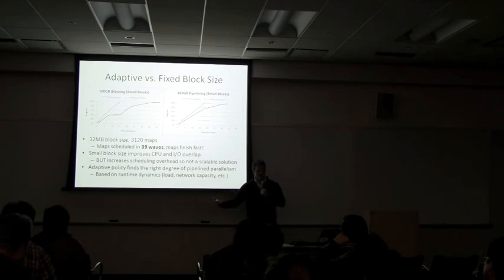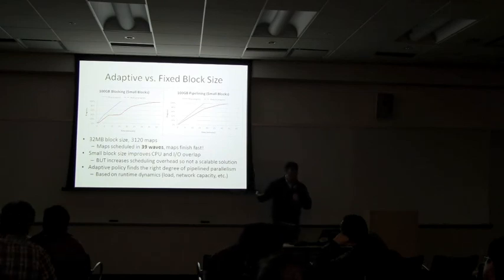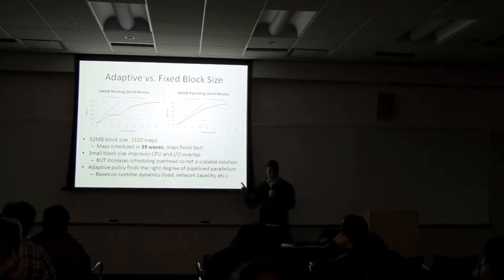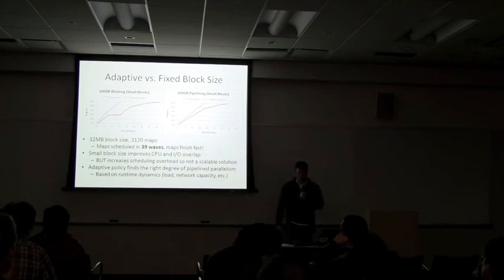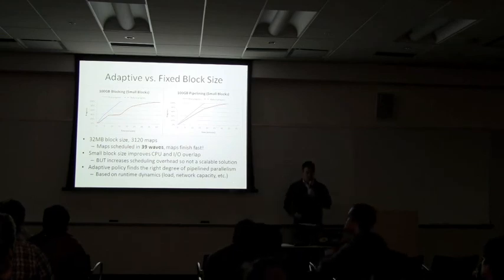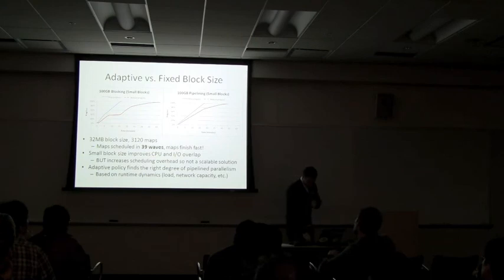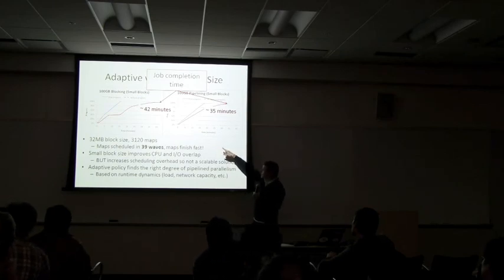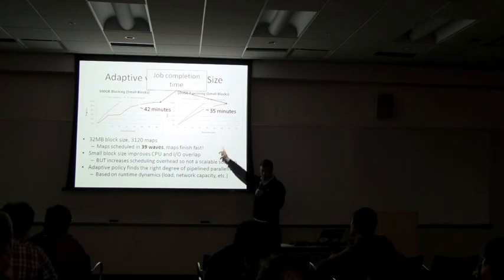So it's kind of like pipelining, right? You get better CPU-I/O overlap, for sure. But it increases the scheduling overhead. So we don't think that this is a scalable solution. Our adaptive policy, we believe, finds the right degree of parallelism based on runtime dynamics like load and network capacity. So here we have 42 minutes in the runtime. Here in the pipeline, decreased by a minute, but not by much. However, the reduced line is much smoother.